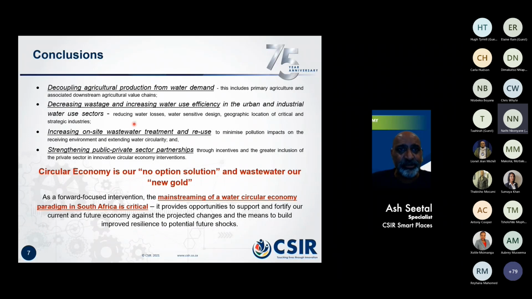The second strategic intervention is decreasing wastage and increasing water use efficiency, particularly in the urban and industrial water use sectors. And here we're talking about plugging those leaks, tripping taps, etc. So reducing water losses, having more water-sensitive design, but importantly also the appropriate geographic location of critical and strategic industries, particularly water-intensive industries.